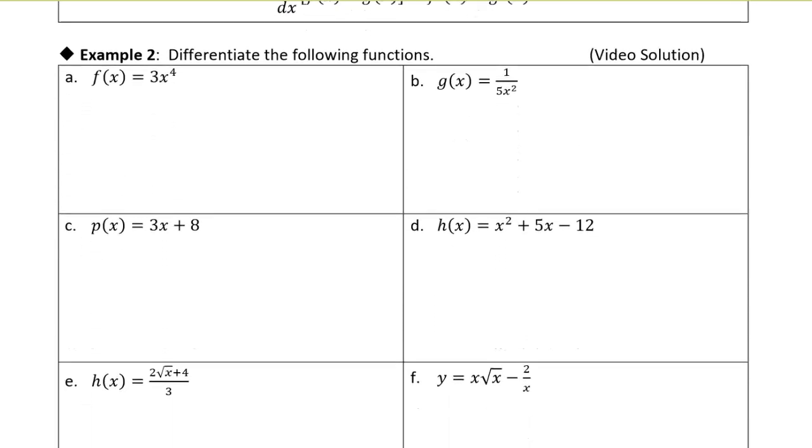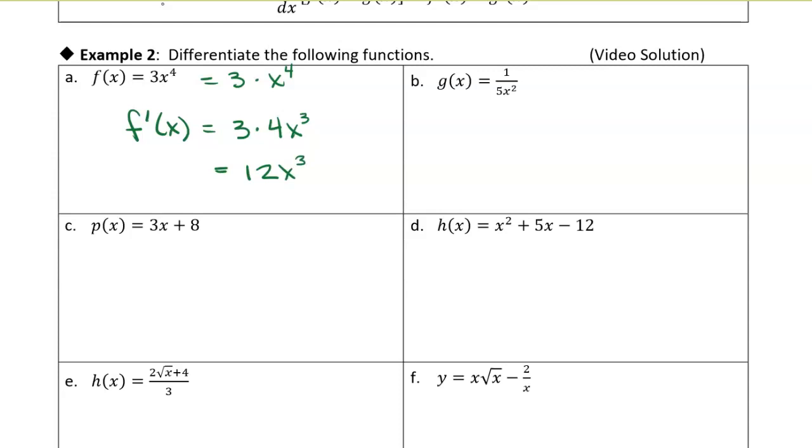All right, these first two examples are just constant multiples. So essentially what we have in this first function is just 3 times a power function, x to the fourth. So remember that the derivative of the constant multiple of a function is just the constant multiple times the derivative, right? So f prime of x, we're just going to keep that 3, and then we're going to take the derivative of x to the fourth, right? So bring down the power and then subtract 1. All right, so let's clean that up a little bit. We can write just 12x cubed.